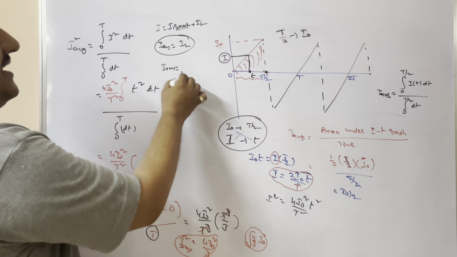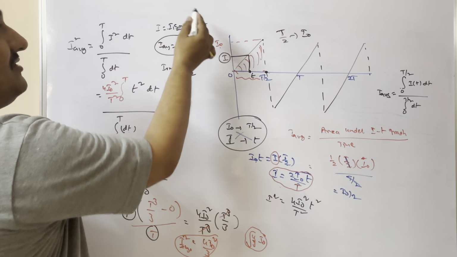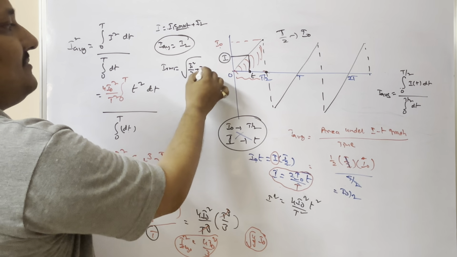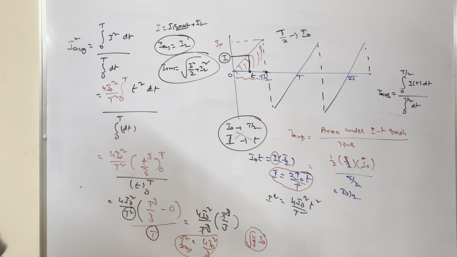For IRMS, if they ask, it is I1 square by 2 if sine or cosine is there. If it is not there, we simply have to square. So try to practice more problems and you will get it.